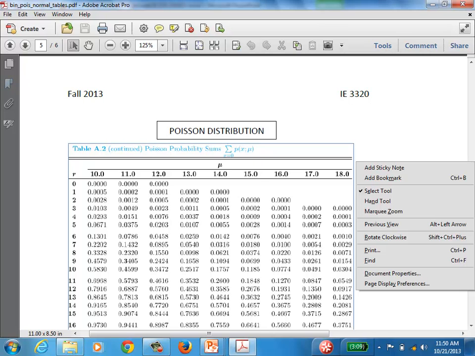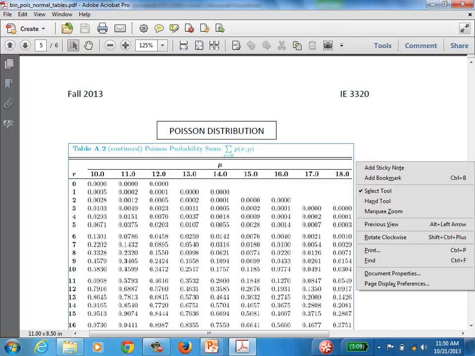I'm going to give you the tables that you're going to need for the exam. So in the exam, you're not going to have the whole file, but I'm going to give you snapshots of the areas that you will need. Okay? So yes, you're going to have these available in the exam.